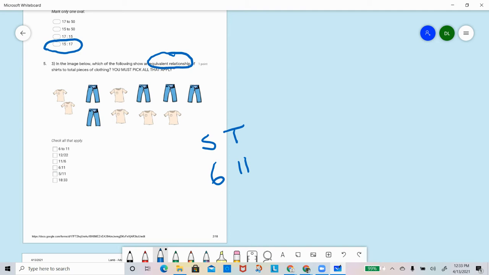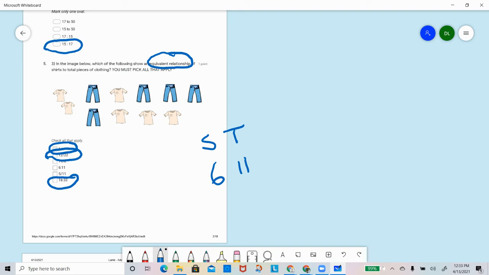Because we're looking for shirts to all things. So we're going to use 6 to 11. But we're looking for equivalents. So now we're looking for things that mean the same as 6 to 11. Well, 12 to 22, if I multiply 6 by 2 and 11 by 2, I get 12 to 22. So this one is also correct, right? And then if I multiply 6 and 11 by 3, I'll get 18 to 33. So this one is also correct.